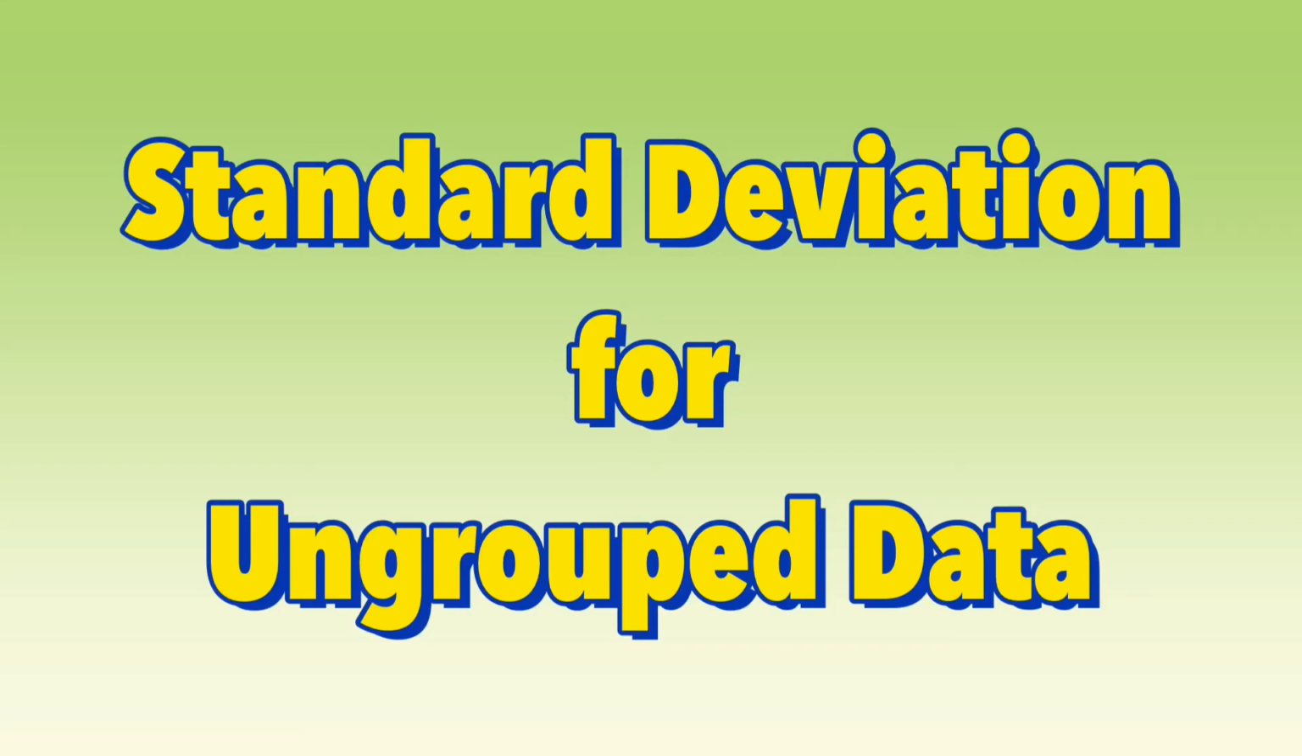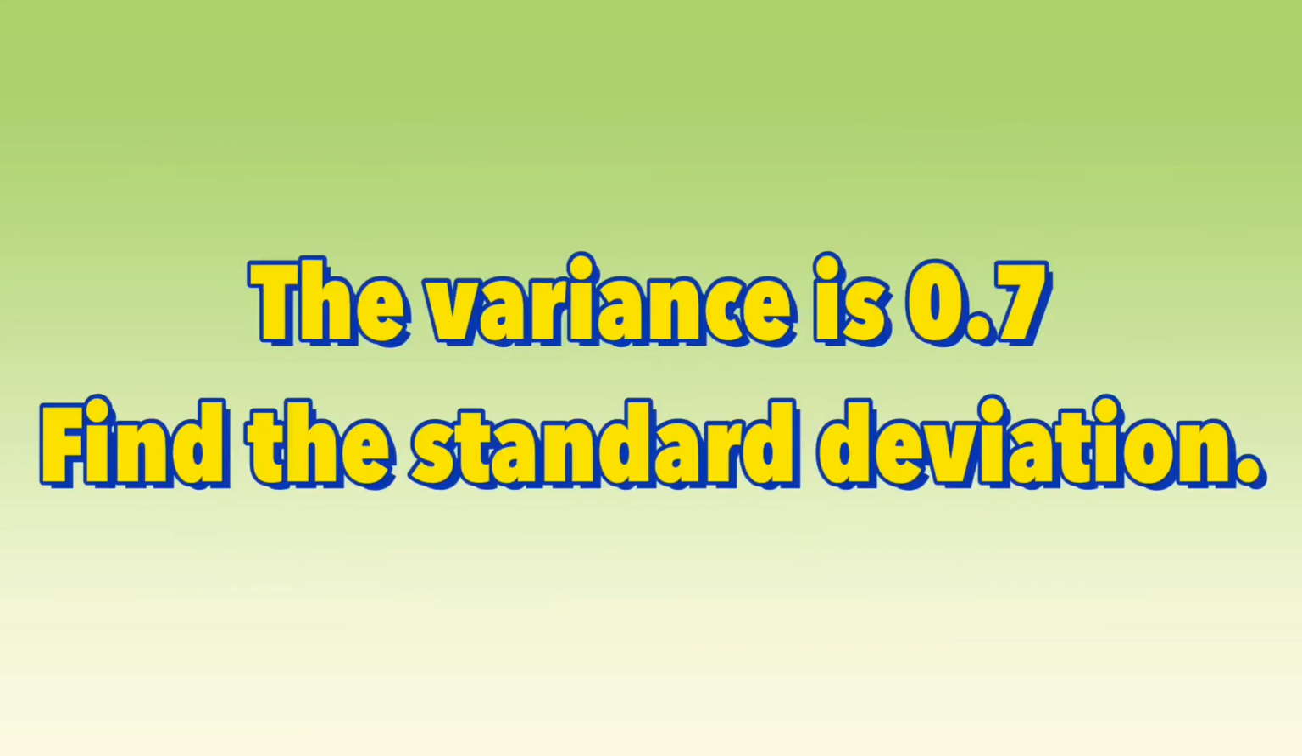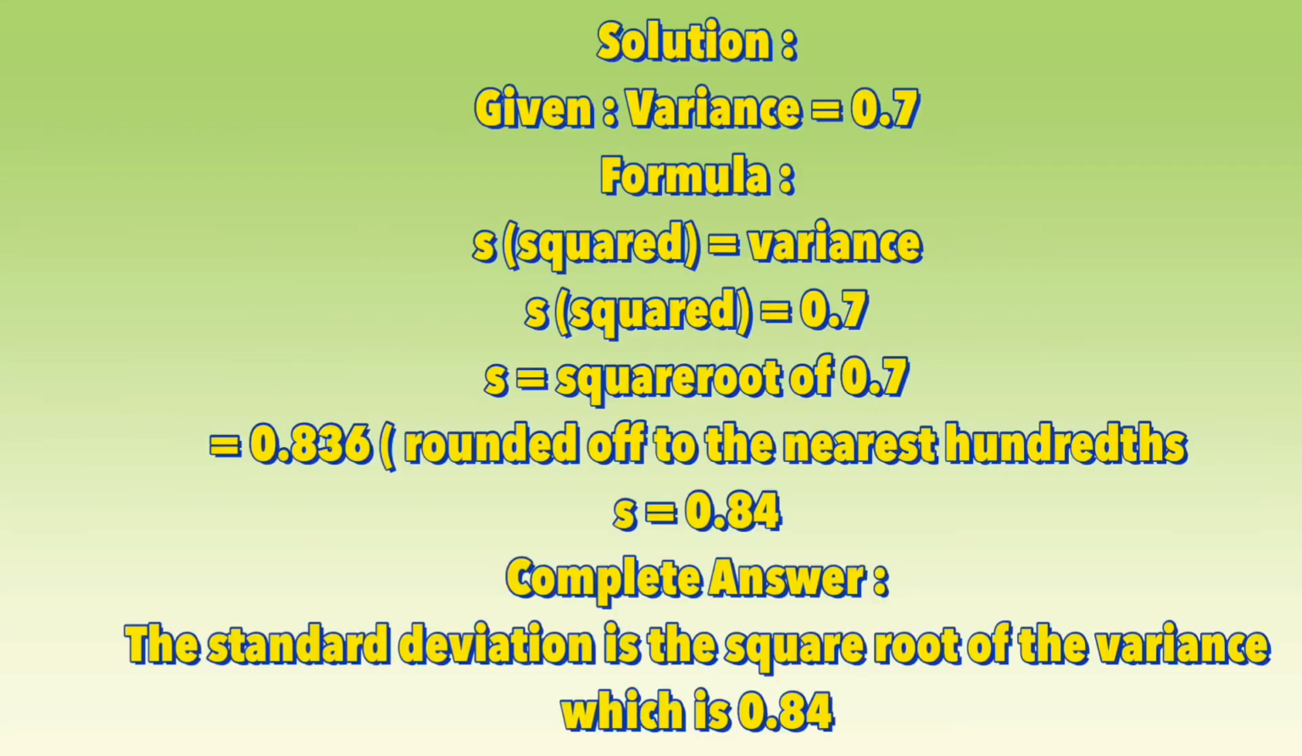Okay, next, number 4, we're going to find the standard deviation for ungrouped data. The problem: the variance is 0.7. Find the standard deviation. Solution, the given is variance equals 0.7. Our formula is s squared equals variance. Then s squared is equal to 0.7, the value of the variance.